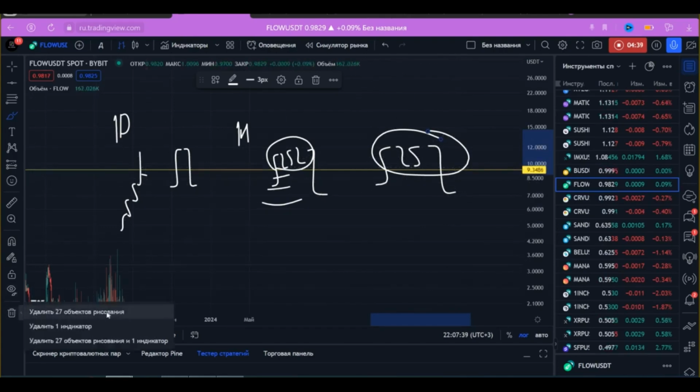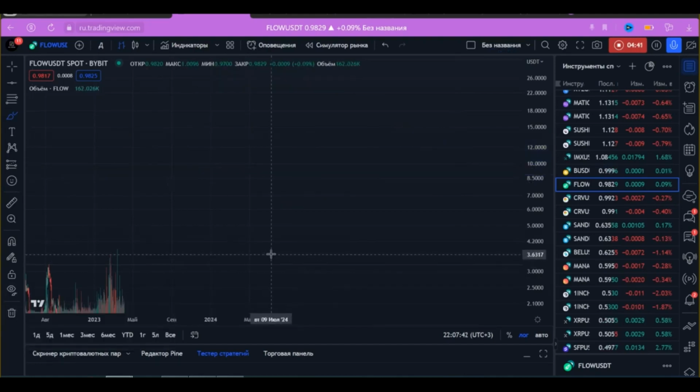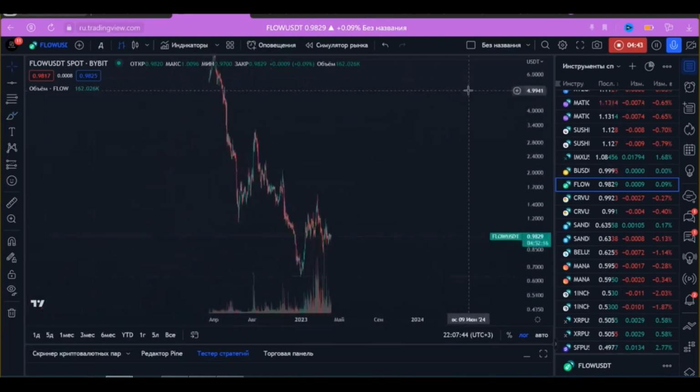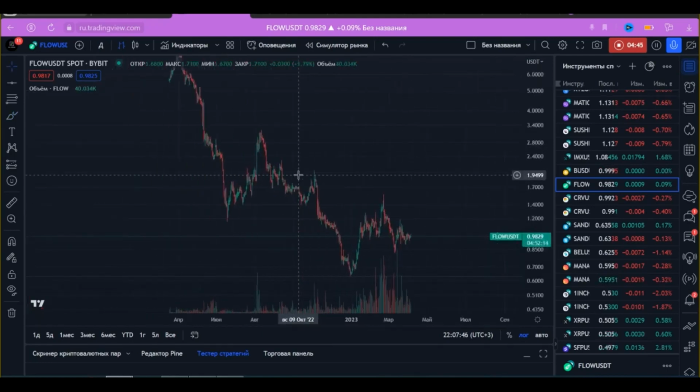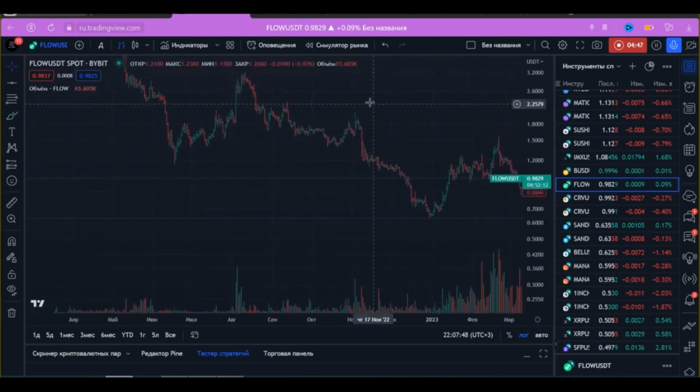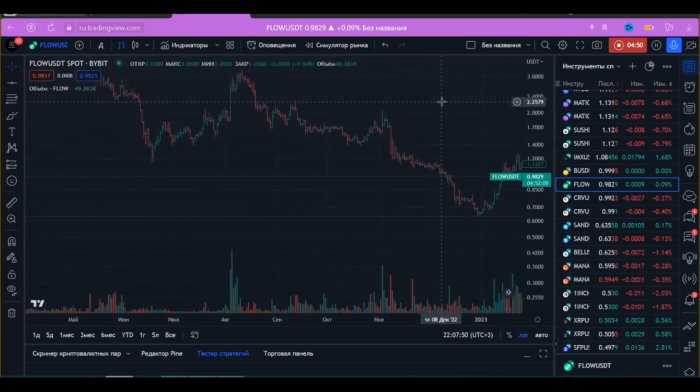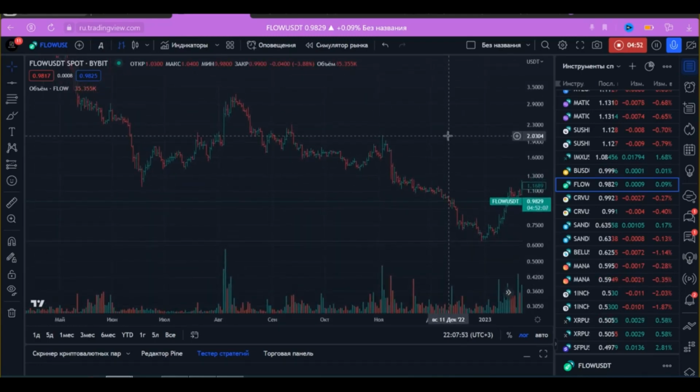So, how to trade false breakdowns is a separate topic. Let's you and I take a look at how it all looks on the chart. In this case, I take the chart of the coin from the exchange. It means look, you draw a level with the market simulator. I cut off like this.